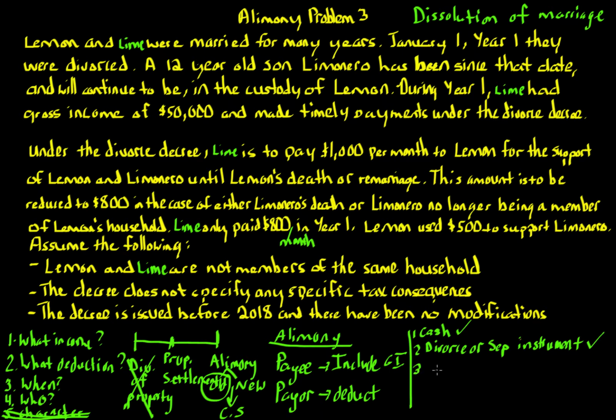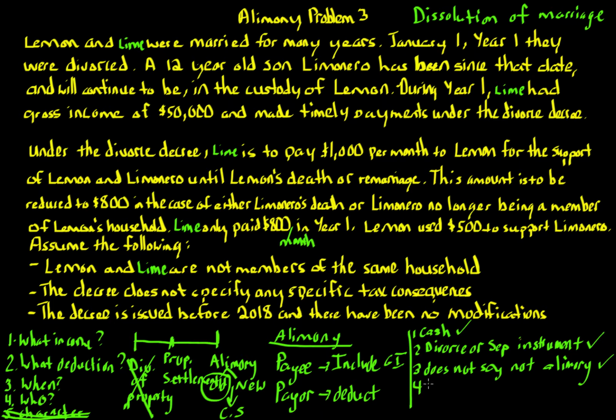The third element is that it does not state it's not alimony. We're specifically told the decree does not specify any tax consequences or say anything about it not being alimony. So it does not say not alimony. And because we have nothing in here that states that, that is the case. I know, again, double negative, but that's how the law reads.